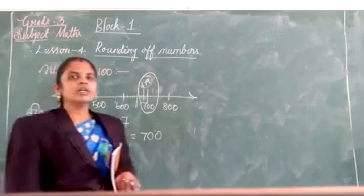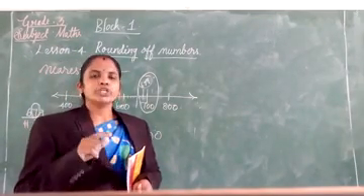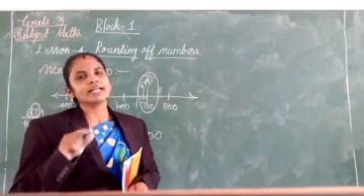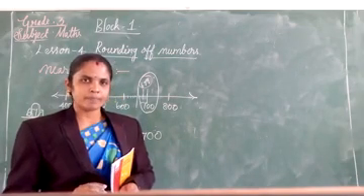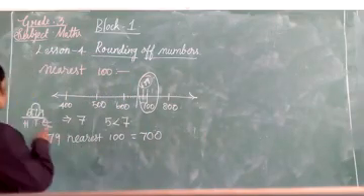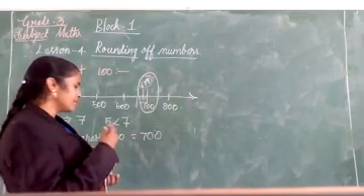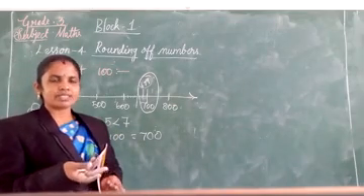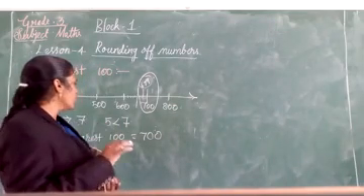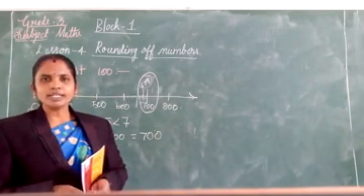Are you all clear? To round off the number to the nearest 100, we should look at the digit at the place of tens. Okay? Are you all clear? Here in the place of tens we have 7. Sorry, 7 is greater than 5. So, we should round up the numbers. Are you all clear with this?